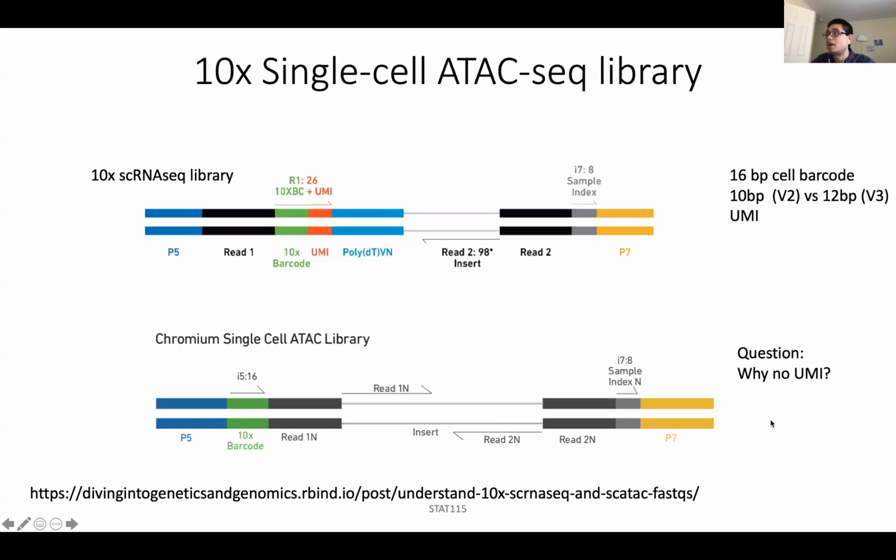I have a question here: why is there no UMI in single-cell ATAC-seq libraries? So this UMI in single-cell RNA-seq is used to differentiate the PCR duplicates, right? Why don't we need the UMI in the single-cell ATAC-seq library? Does anyone have an answer?